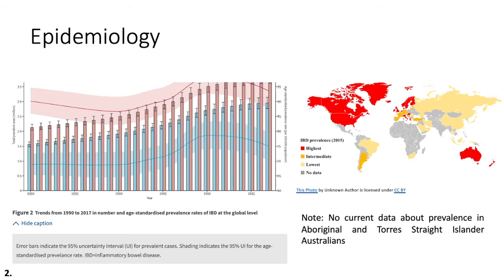UC is higher in developed countries compared to developing countries, and this is thought to be due to the improved hygiene, reducing the exposure to enteric infections during childhood, and therefore restricting maturation of the mucosal immune system. In Australia, there is no current statistics on Aboriginal and Torres Strait Islander peoples, and this is something that needs to be explored in more depth.